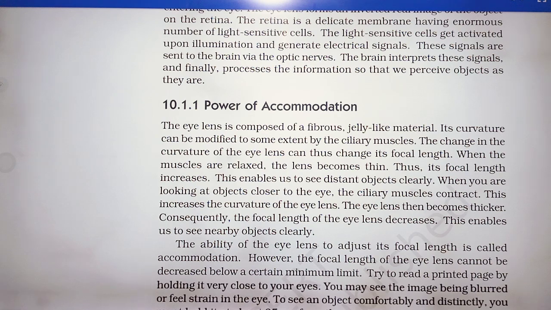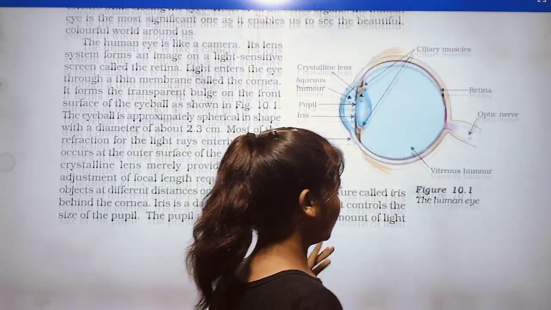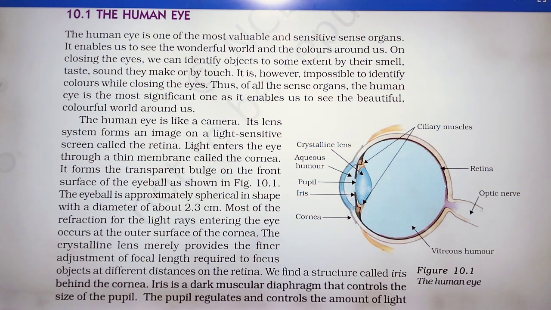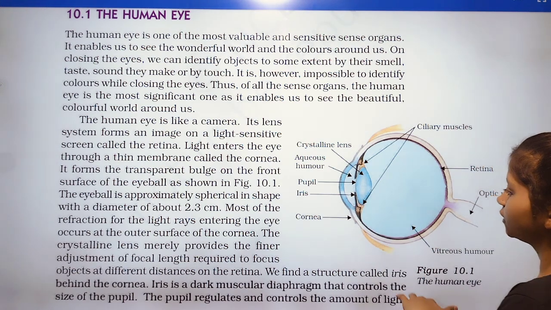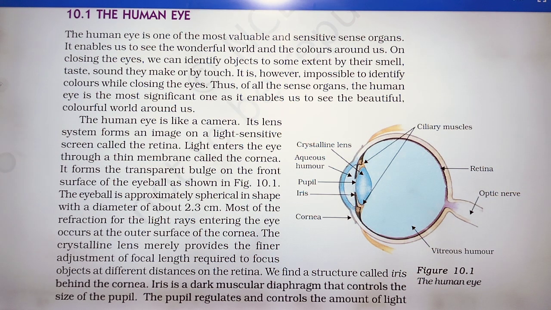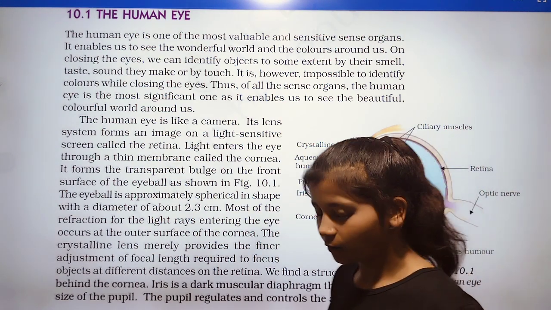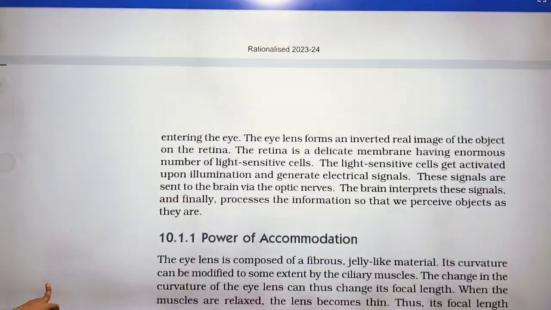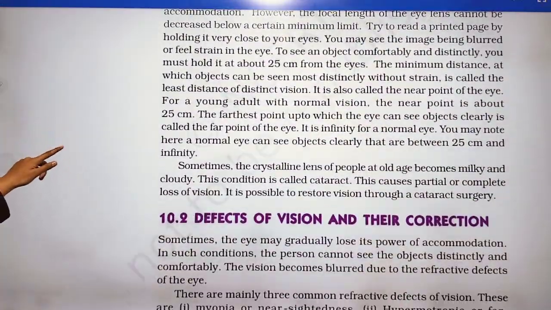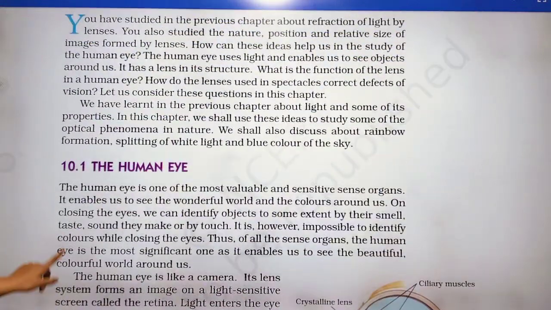So this is the power of accommodation, and about the human eye and some terms used to define it: crystalline lens, aqueous humor, pupil, iris, cornea. Aqueous humor is a jelly-like substance which protects our eye. Then the ciliary muscle, retina, optic nerve, and the vitreous humor. Next, the defects of vision and their correction we will discuss in the next video.